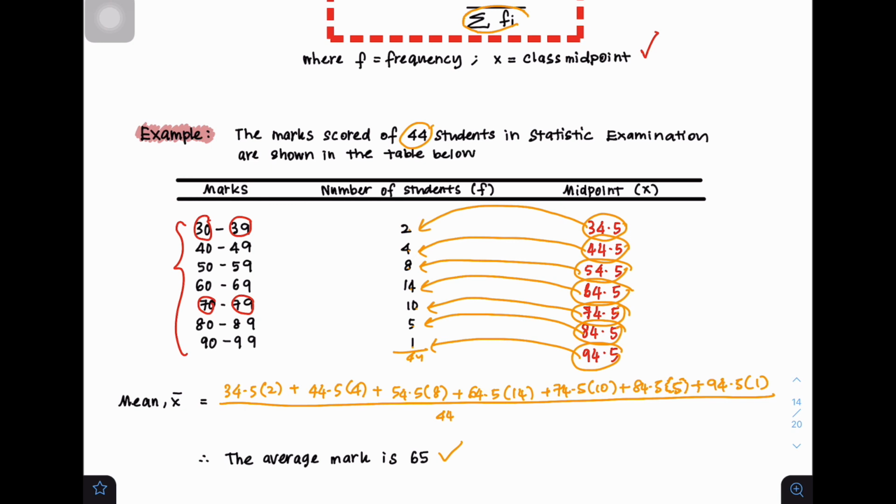So ini adalah macam mana kita nak mencari mean ataupun purata untuk group data, di mana kita perlukan midpoint. Class midpoint multiply by the frequency and divide by the total frequency, then you will get the mean of the group data. Okay.